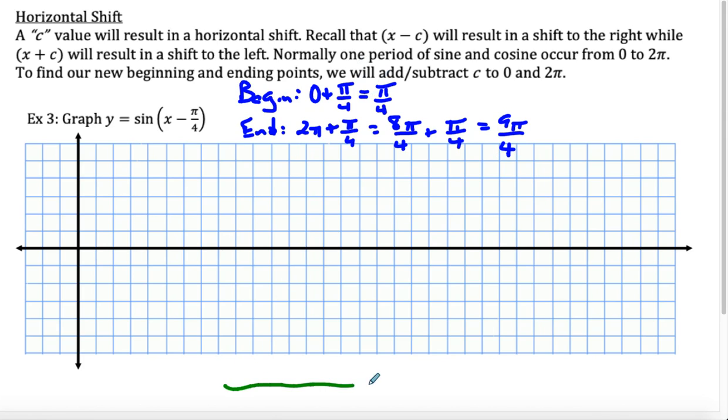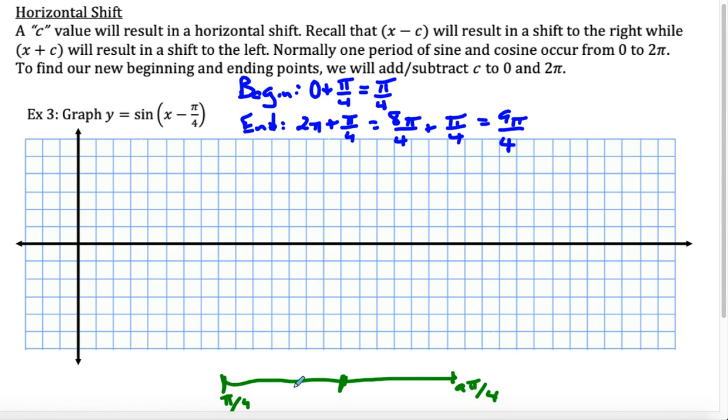I'll sketch it down here. So just like we did in our first few examples, I need to split this up into fourths, okay? I need to find first what's halfway in between. And to do that, we can find the average, okay? Average is just adding the first and the last and dividing by 2. So pi over 4 plus 9 pi over 4, that would be 10 pi over 4, divided by 2, we could say would be 10 pi over 8, or we could reduce that to 5 pi over 4.